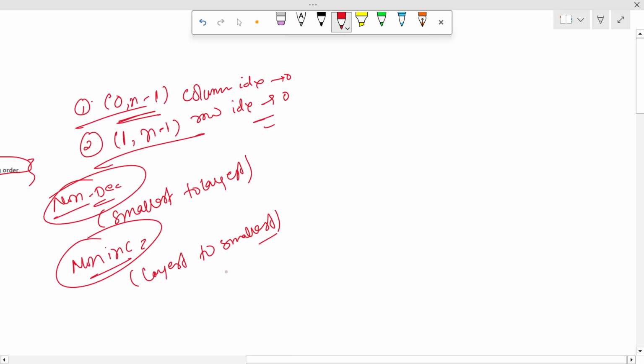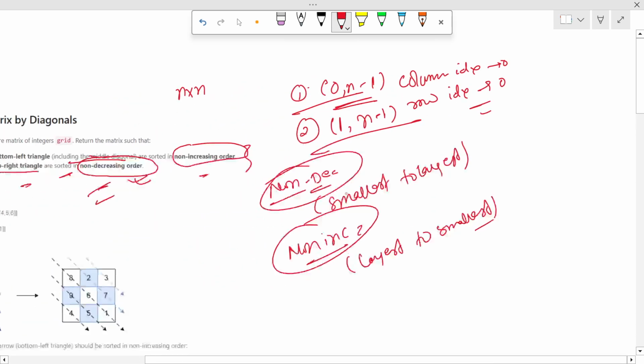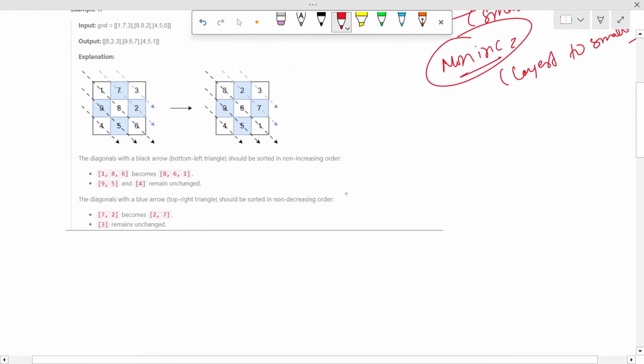Now our goal is to ensure that every diagonal maintains the specific order. We must extract each diagonal, sort it in the required order, then put it back into our matrix. Now let's look at the example test cases so that you can understand how we have to work on the grid positions.